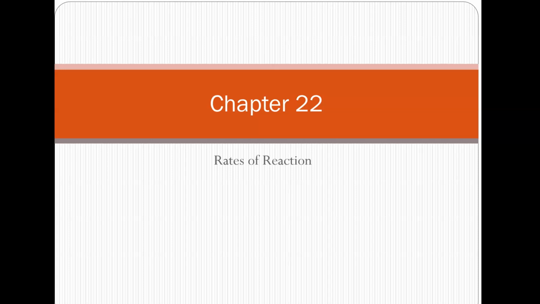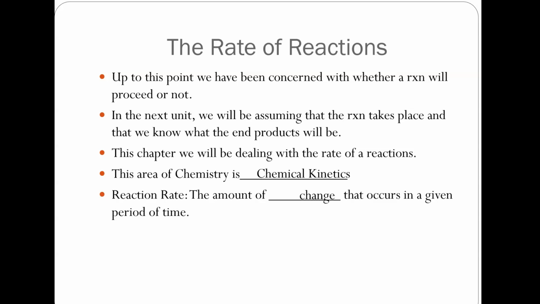We're going to learn about rates of reaction in this chapter. It is chapter 22 in our book. And we have really just been learning about whether reactions proceed or not up to this point. This chapter is going to be talking about rates of reaction, or how quickly a reaction occurs. This is called chemical kinetics.